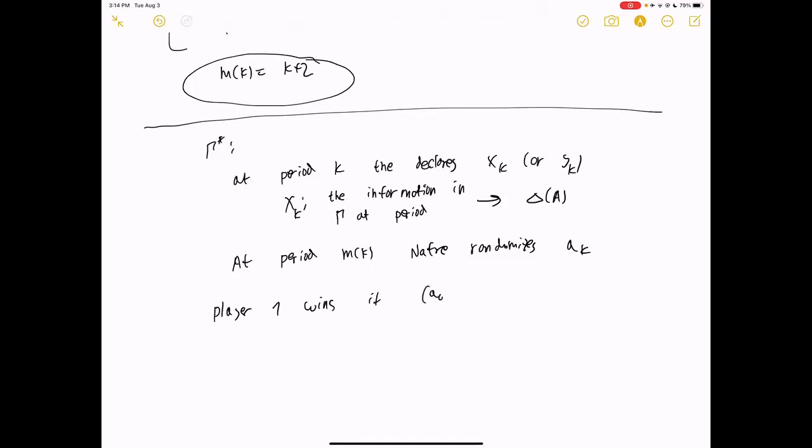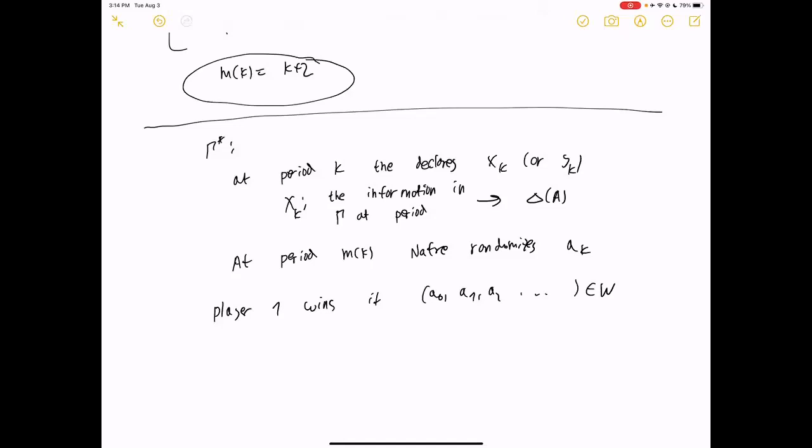If what they generated is in W, okay? So gamma star is the same gamma star that I defined earlier with one modification. Earlier, nature performed all the randomization at infinity. Now, nature randomizes at finite time.